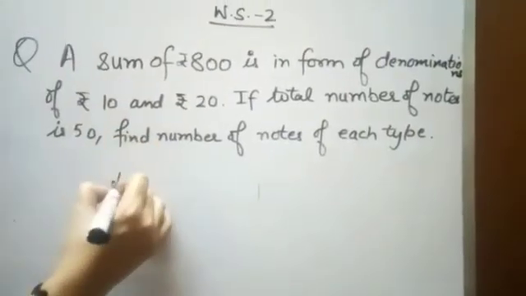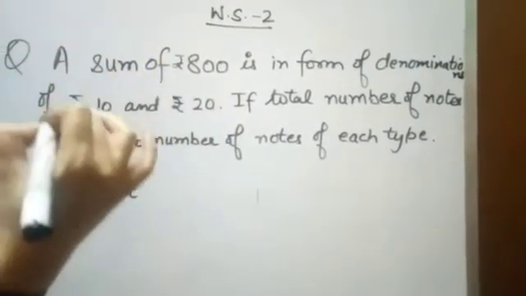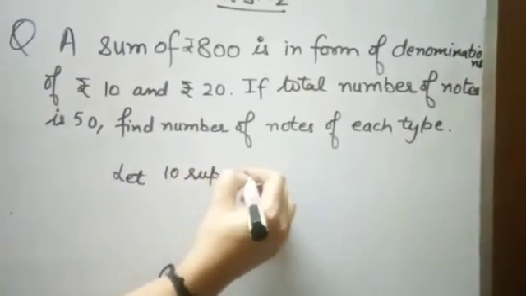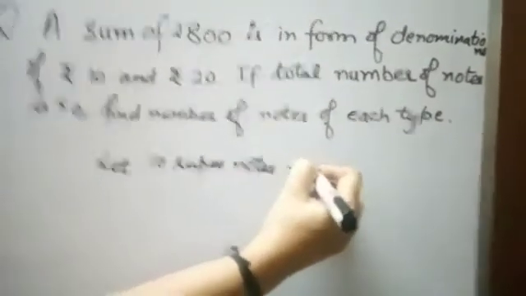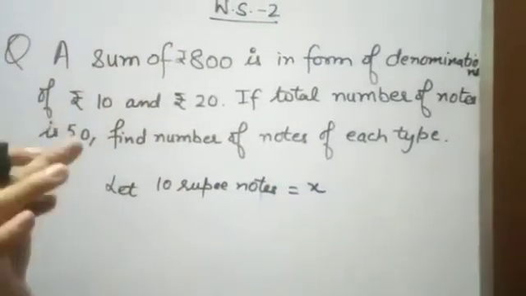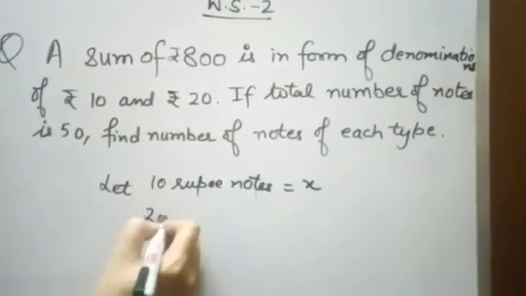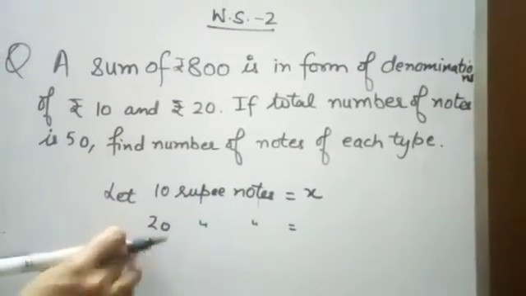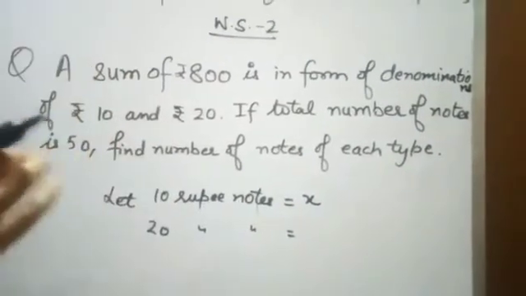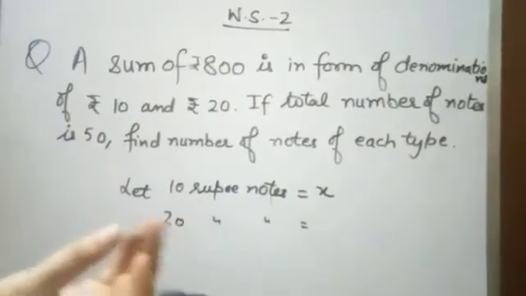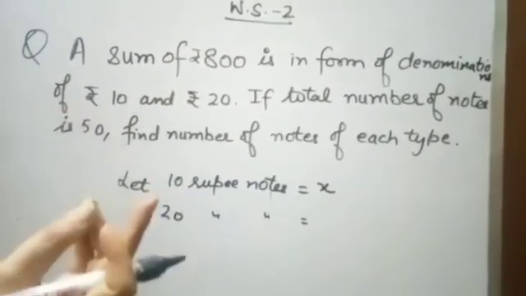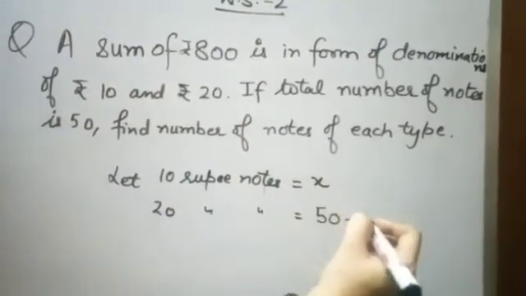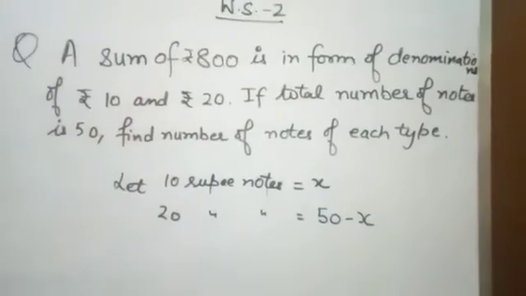Now we are going to create the relation between 10 and 20. Let the 10 rupee notes be x. You can take 20 as well, it's your wish. Because what is given is the total number of notes. If the 10 rupee notes are x, how many 20 rupee notes will there be? If you have 50 notes and the 10 rupee notes are 20, then the 20 rupee notes will be 50 minus 20, 30. So if the 10 rupee notes are x, then the 20 rupee notes are 50 minus x.